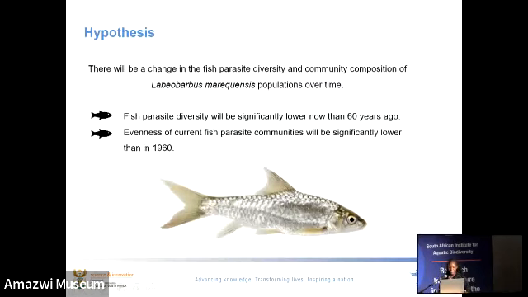It was hypothesized that there will be a change in parasite communities and diversity over time, and in community compositions of Labeobarbus marequensis populations over time, and that fish parasite diversity and the evenness of current fish population communities will be significantly lower than in the 1960s.